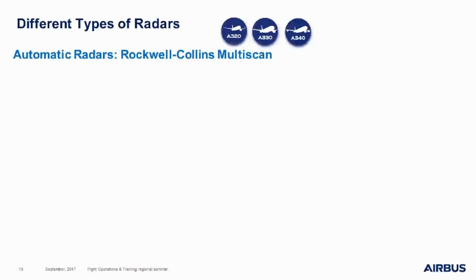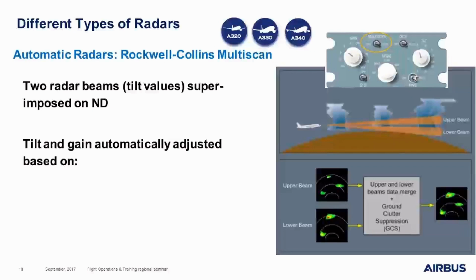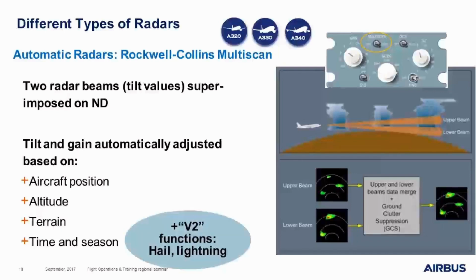Let's move now to the first type of automatic radar, which is the Rockwell Collins Multiscan. With this radar, there are two radar beams corresponding to two tilt values superimposed on the ND, the lower beam and the upper beam. Tilt and gain are automatically adjusted based on aircraft position, altitude, terrain, time and season. Recently, Rockwell Collins has developed a V2 version of the Multiscan radar with new functions, hail and lightning detection.